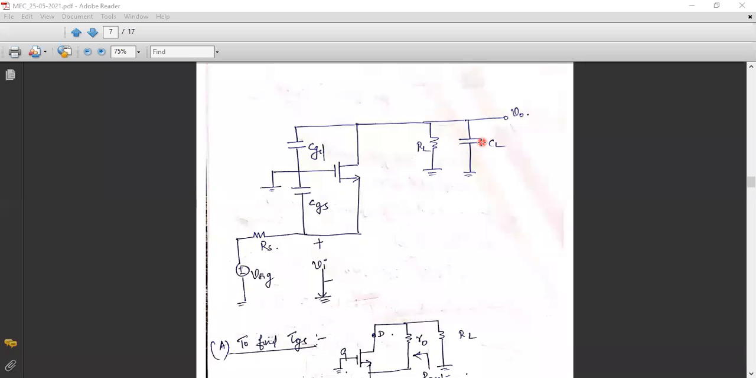Please try to understand the concept of active loads. I told you in the last class also, the same thing I'm going to repeat again and again. Active loads are the circuitry that you are connecting to the drain terminal, right? To the drain terminal, you will be connecting Q2 and Q1.